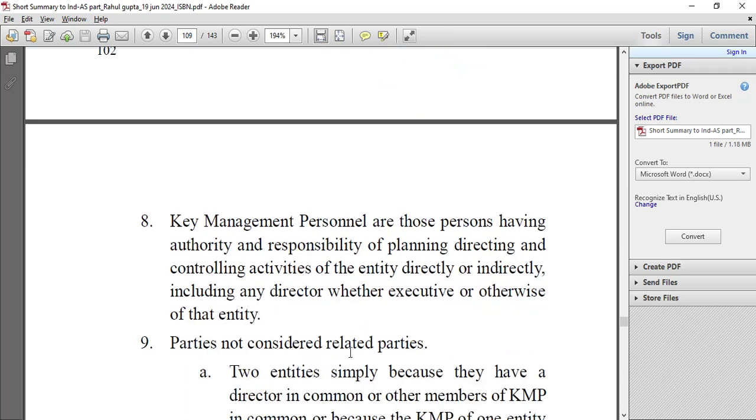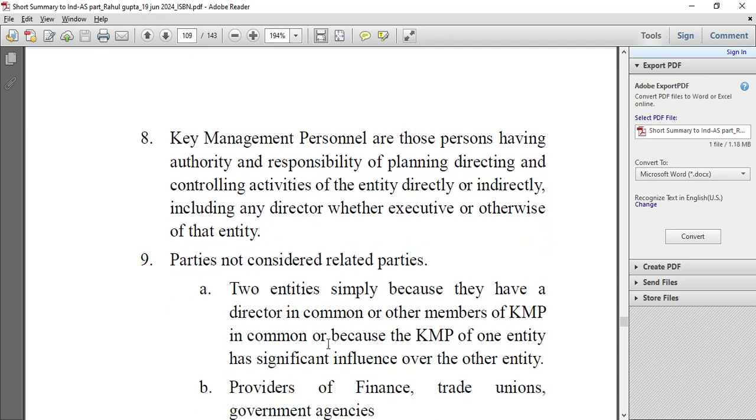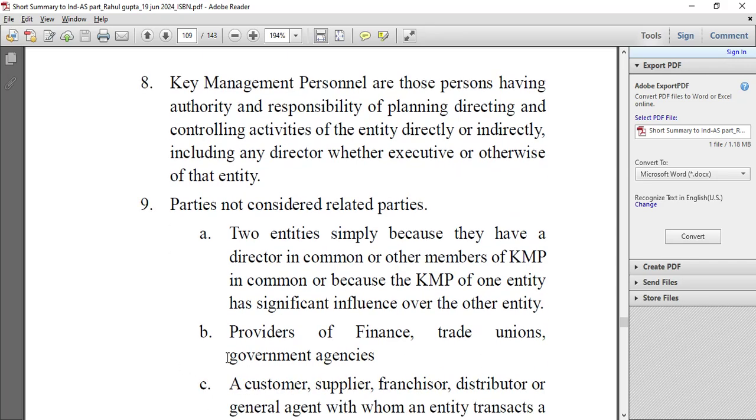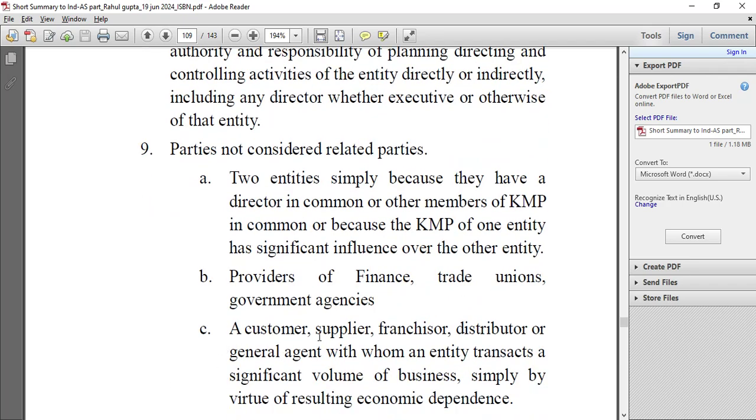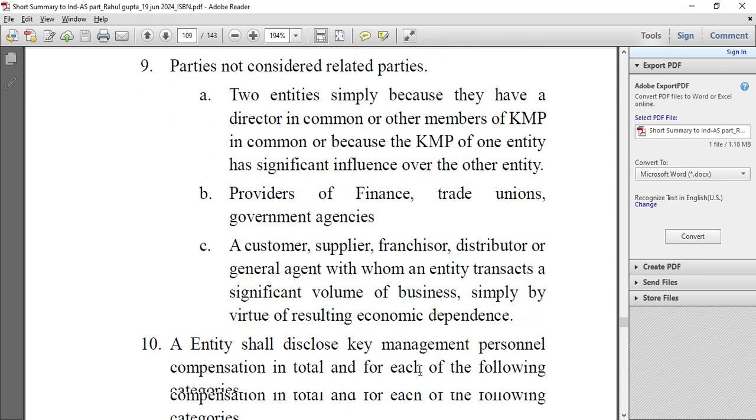Parties not considered related parties: two entities simply because they have a director in common or members of KMP in common, or because the KMP of one entity has significant influence over the other entity; and providers of finance, trade unions, government agencies, and a customer, supplier, franchisor, distributor, or general agent with whom an entity transacts a significant volume of business, simply by virtue of resulting economic dependence.